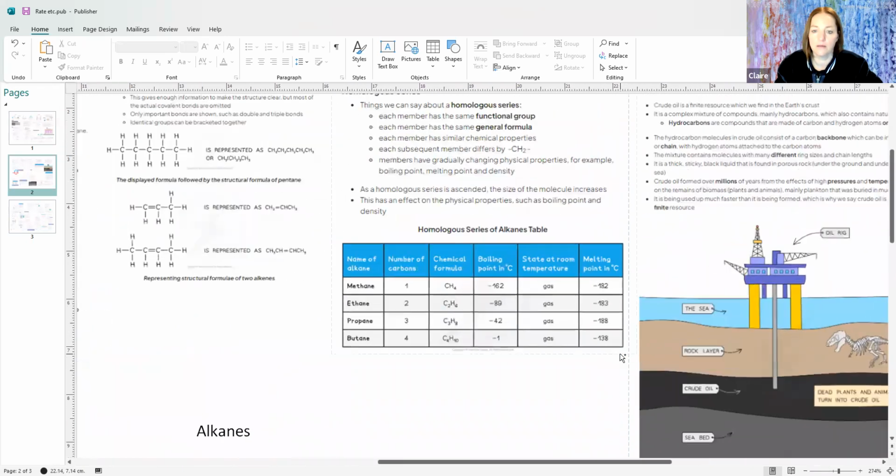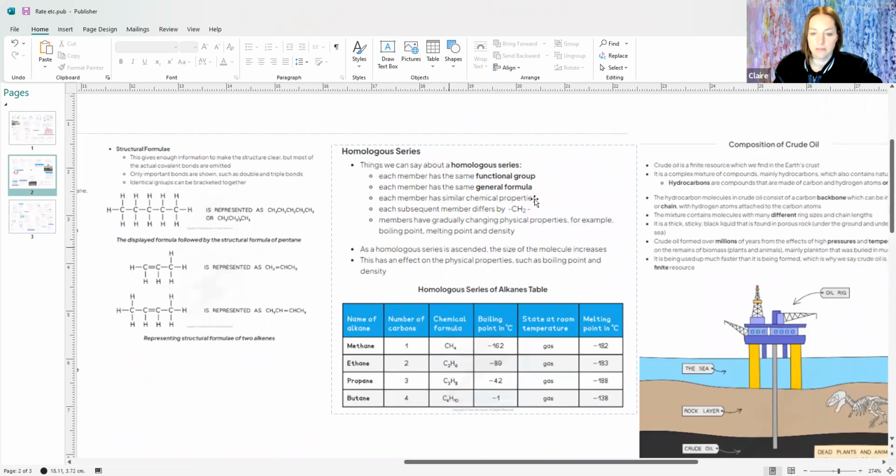So again, we've got homologous series. I've added a little bit on here. This table is important. You might get data like this. You don't need to memorize this at all, but you do need to know at least the first 4 to 6 hydrocarbons in this homologous series. They've all got the same functional groups and they follow the same general formula. They all differ by a carbon and 2 hydrogens, because you're just increasing the length of the chain.